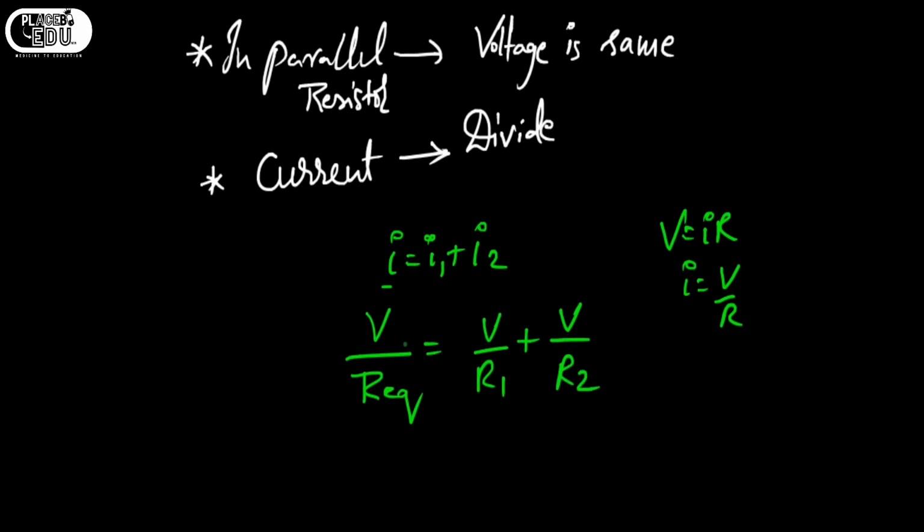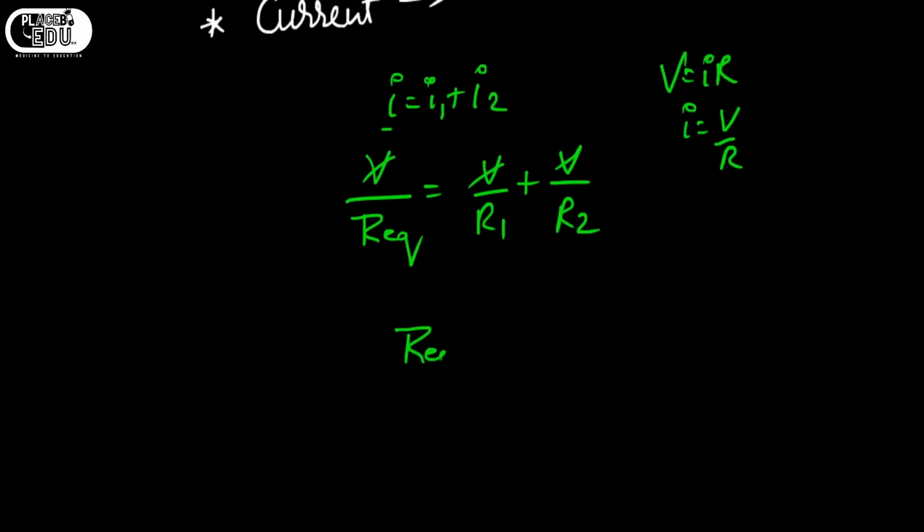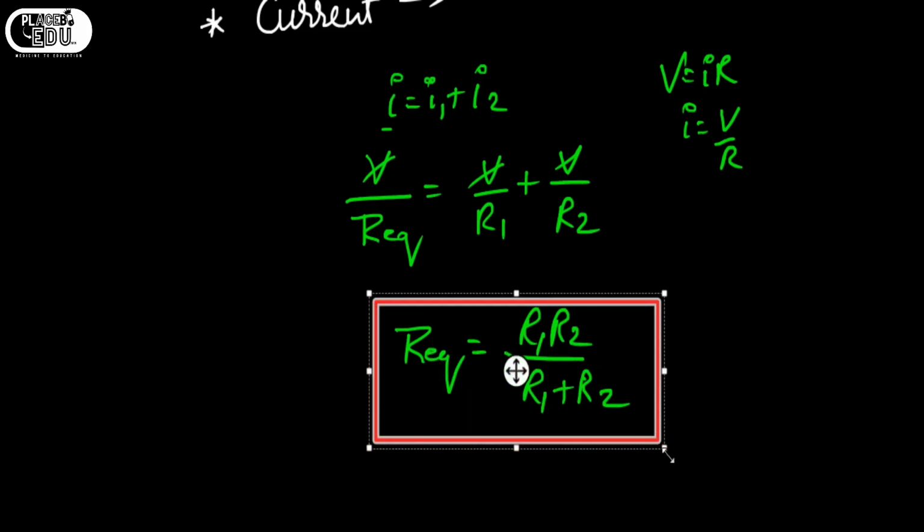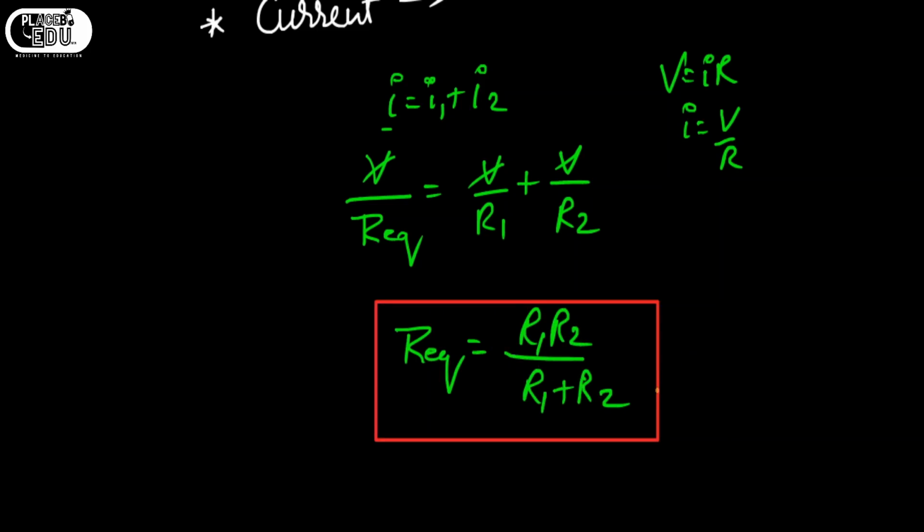Okay, then all these V should be cancelled, and here we got R equivalent is equal to R1 R2 by R1 plus R2. So whenever R1 R2 are in parallel combination, we have the R equivalent, that is equivalent resistance should be calculated by using this formula. This one also should be noted down. This is very important result which we will be using in our upcoming videos.